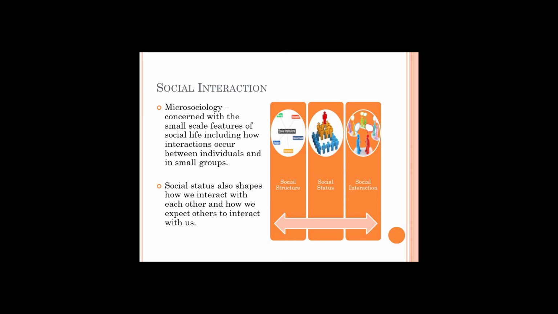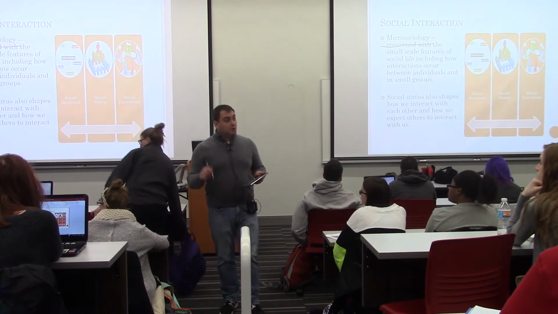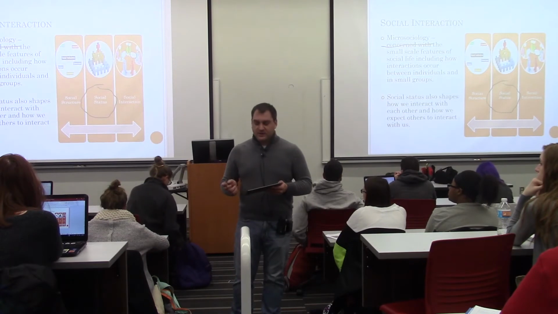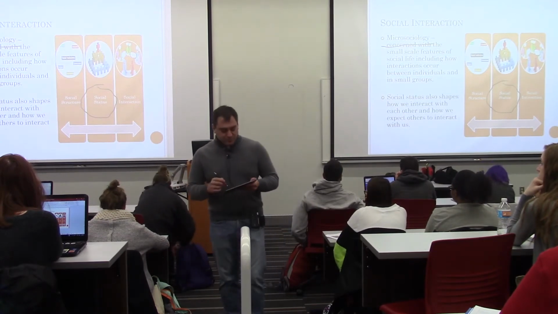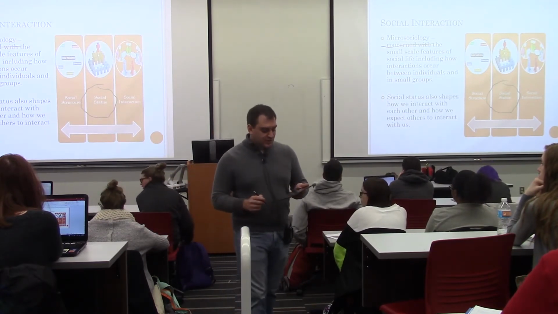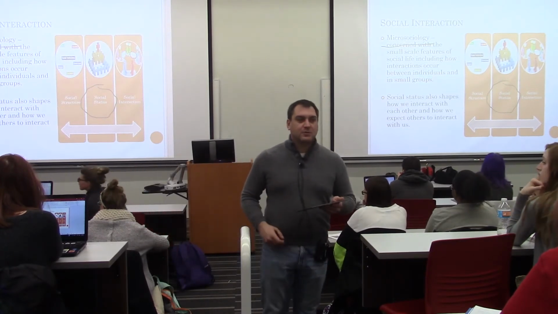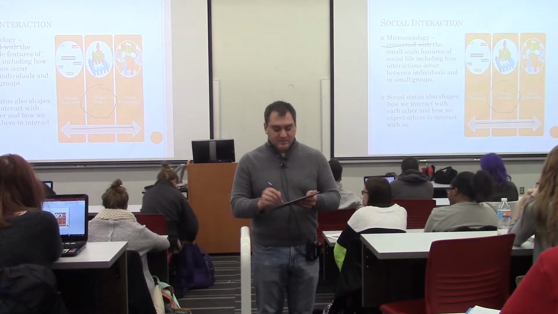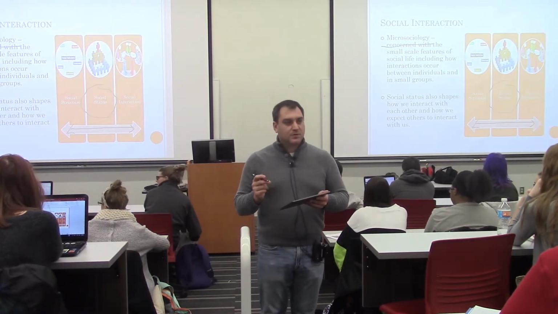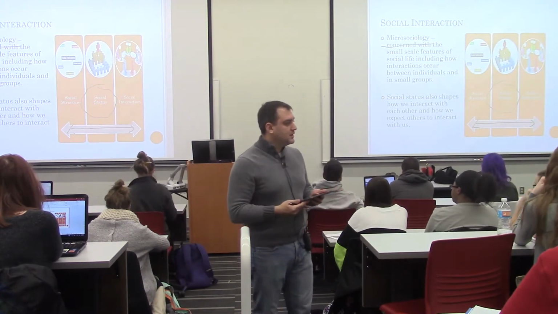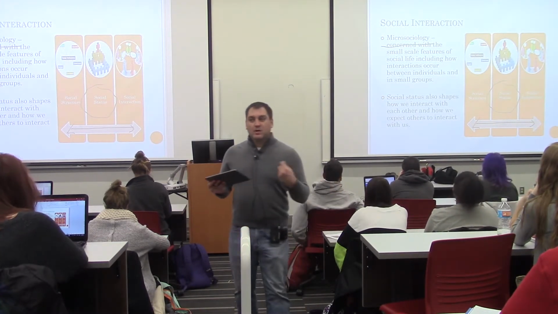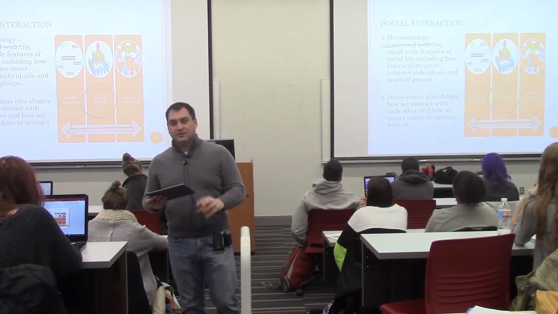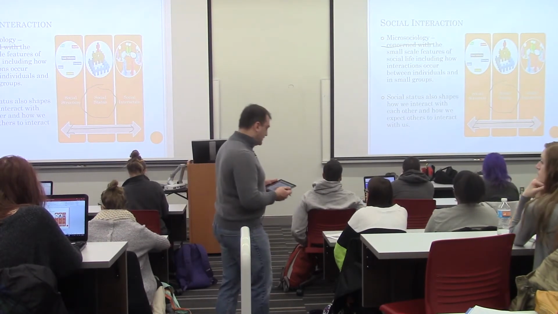And important in social interaction and in microsociology, once again, is this concept of social status. Social status really shapes how we interact with each other and how we expect others to interact with us. Social status is really the bond that ties small group interactions with broader social structural arrangements. It ties what's going on at the societal level to what's going on at the individual level. Social status is a very important concept in this respect.